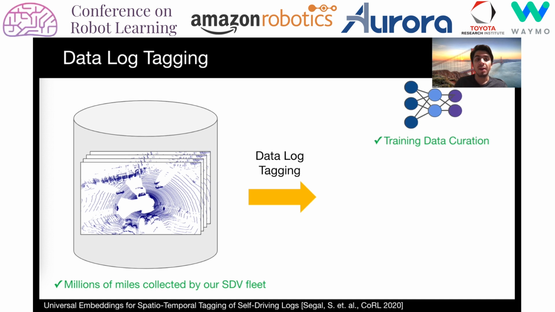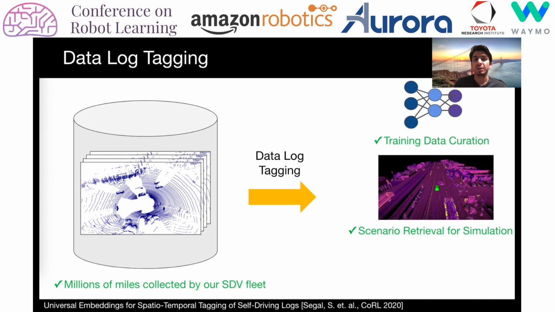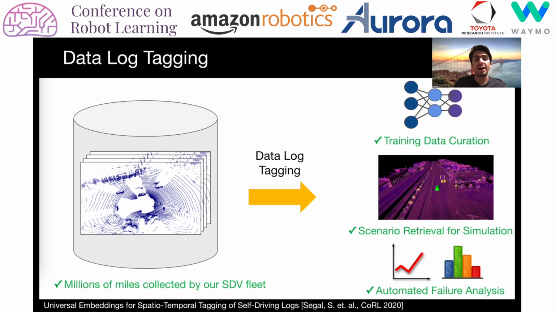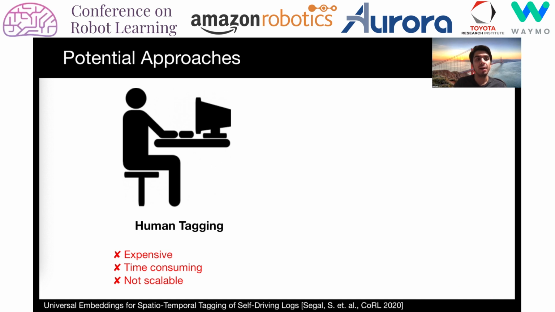For example, they can be used for the rapid curation of better training datasets, efficient retrieval of scenarios for simulation, and insightful failure analysis through the visualization of the tags most correlated with the system's failures. Let's consider some potential approaches for generating these tags.